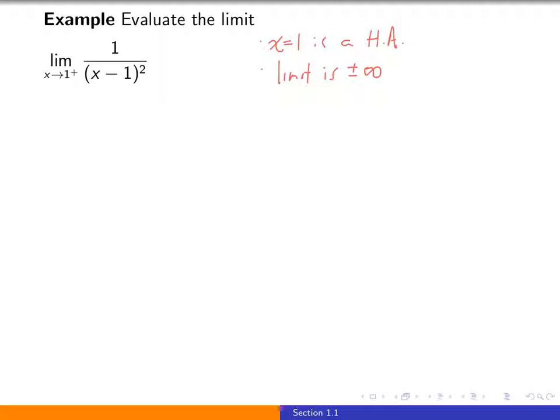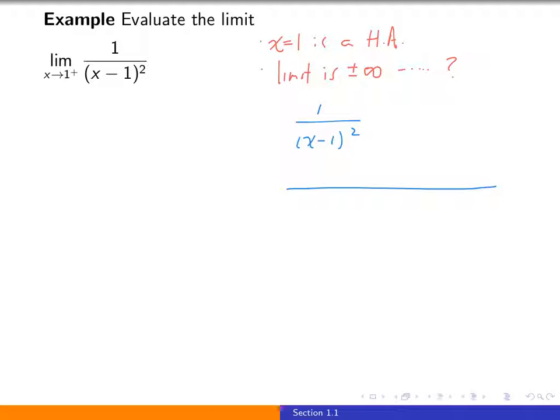But the question really becomes, which one is it going to be? Positive infinity or minus infinity? In order to do so, we just need to determine what is the sign of our function just to the right of 1. So two ways to go about this. And the first way, I think, is the best approach: just make a table of values.